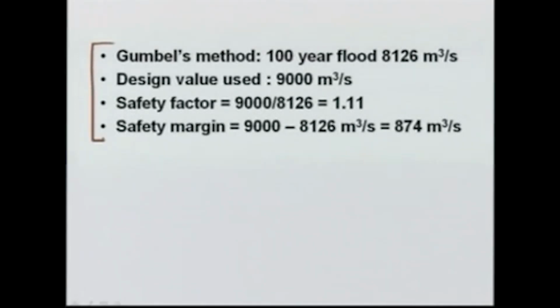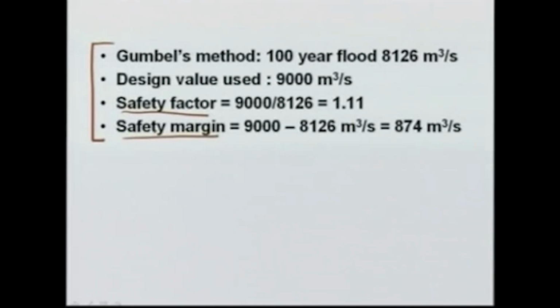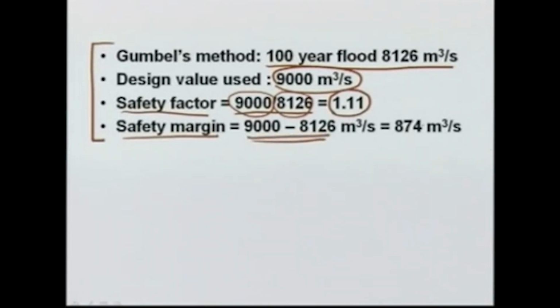So, we have seen the risk and reliability. There is another term which is also commonly used to define the safety of a structure: safety factor and safety margin. These are quite straightforward. Suppose we have a 100-year flood of 8126 meter cube per second and the design value which is used is 9000, then the safety factor will be simply the ratio of the used value to the estimated value. The used value is 9000, the estimated value of the variable is 8126, so we have a safety factor of 1.11. Sometimes we use safety margin, which is the difference of these two. So, we have a safety margin of 874 meter cube per second.